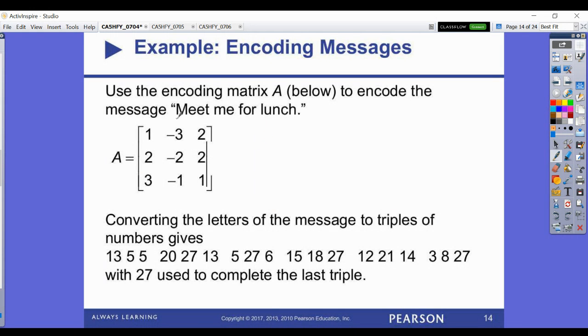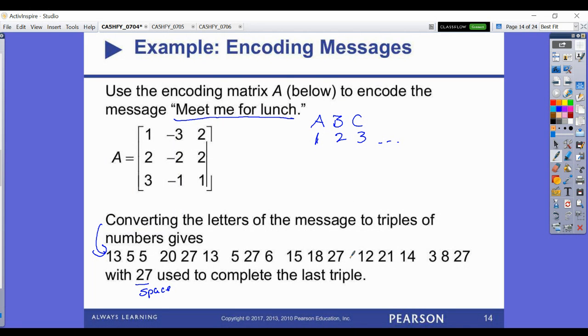So to try this out, we're going to take the statement, meet me for lunch. And the first thing you have to do is turn that into numbers. So A is 1, B is 2, C is 3, and so forth. And that's already been done for us. So meet me for lunch is these numbers down here. And 27 is a space. So it's MEET space, ME space, FOR space, LUNCH. And that's what this says if we were to convert those using a very simple A is 1 code.